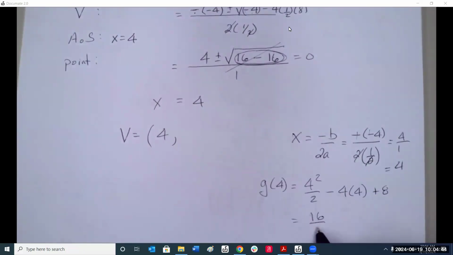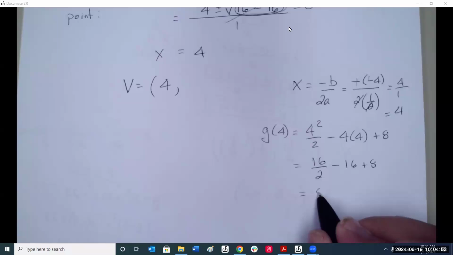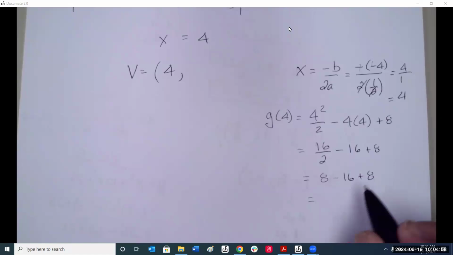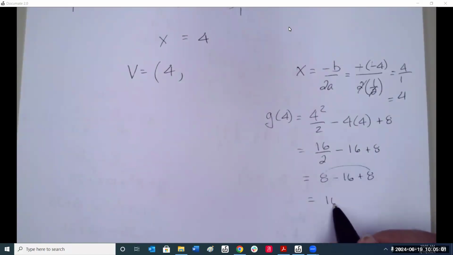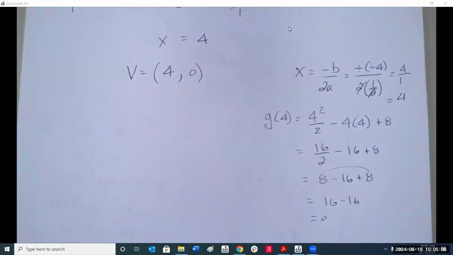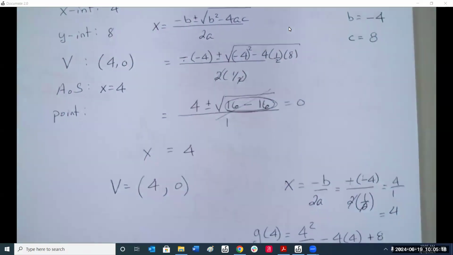4 squared is 16. 4 times 4 is 16. 16 divided by 2 is 8. Minus 16 plus 8. 8 plus 8 is 16, minus 16 is 0. So the vertex is at 4, 0.